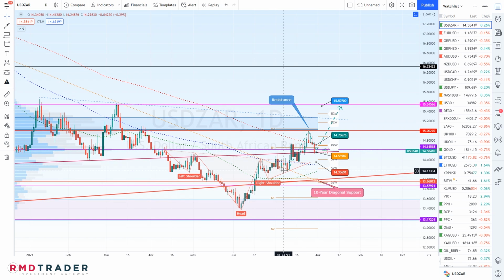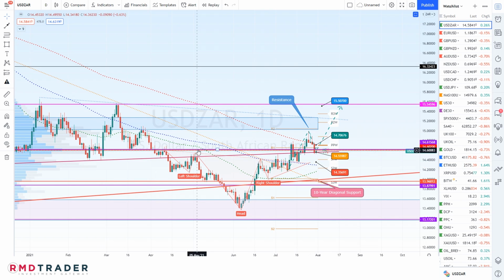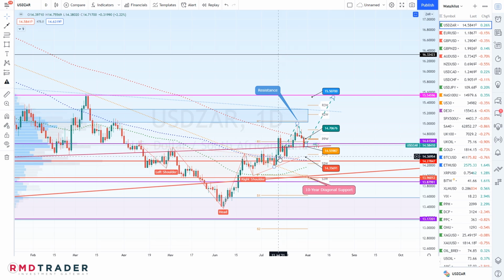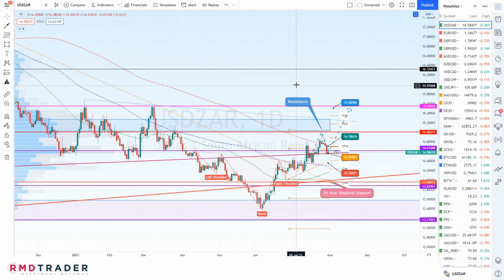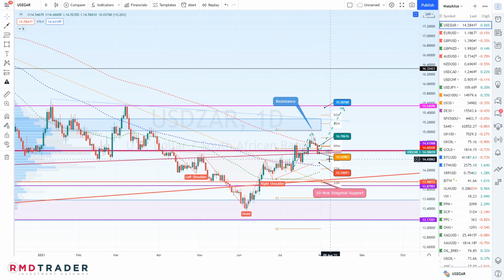So what we have on the chart over here is we can see that we had this inverted head and shoulders starting to play out. The market then retested that breakout level, and has now started progressing in what could be a reversal, as we expect the US dollar to strengthen against the South African rand.